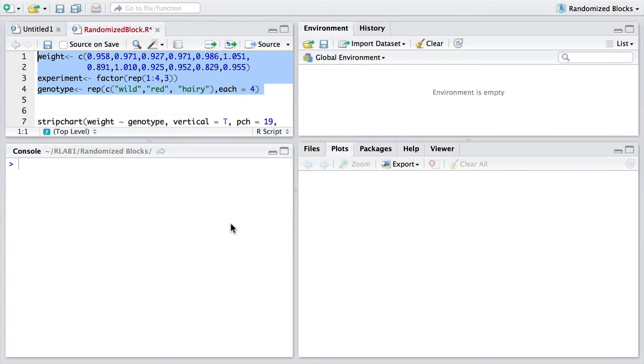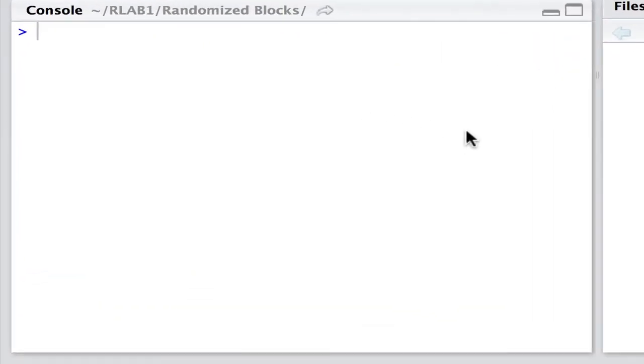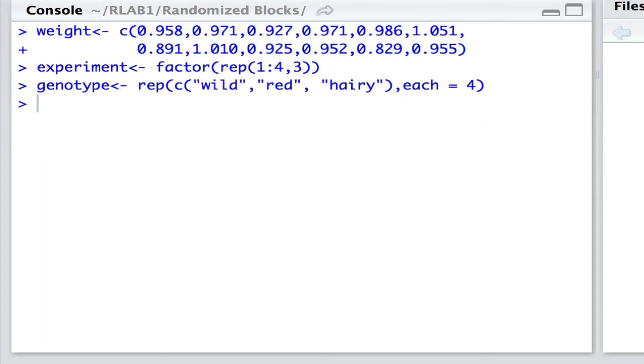Hello. Here we'll be looking at the practice of fitting randomized block models to data. The data that we'll be looking at come from Sokal and Rohlf's Biometry, and they deal with the weights of Tribolium, or flour beetles, of different genotypes, wild, red and hairy, and the data were collected in 4 separate experiments, 1 to 4. So to begin with, let's read these data in.